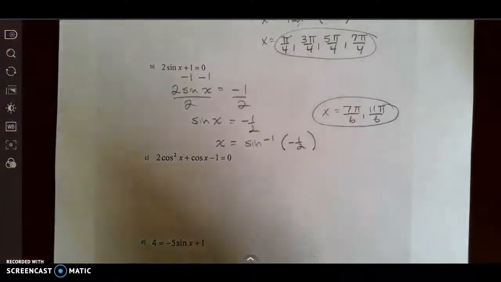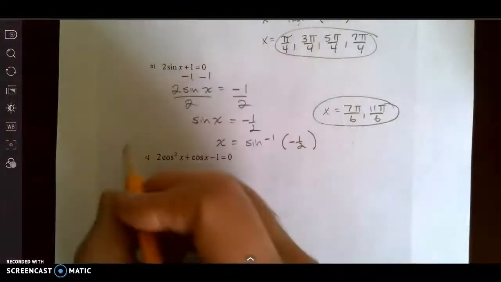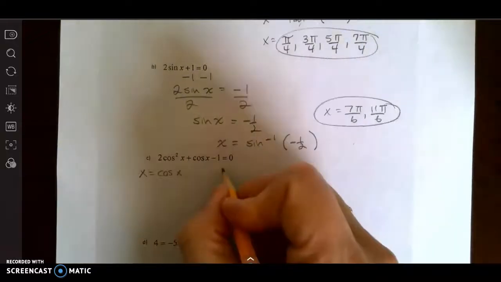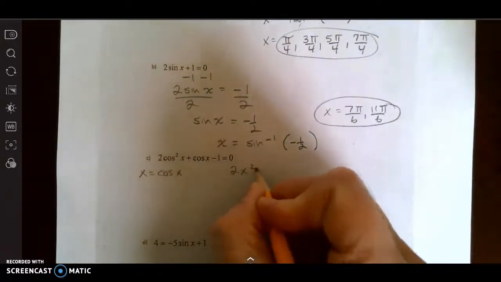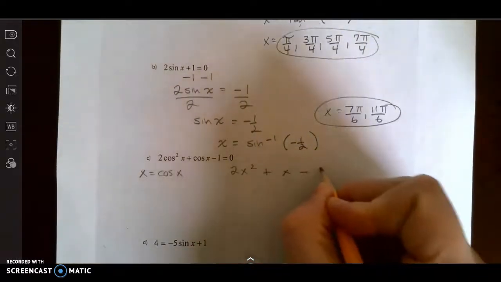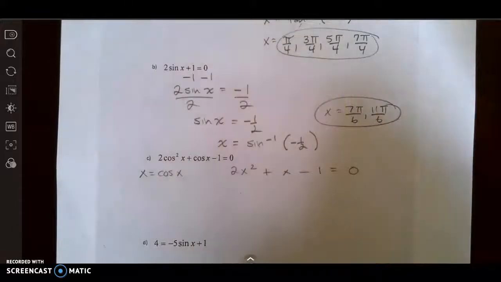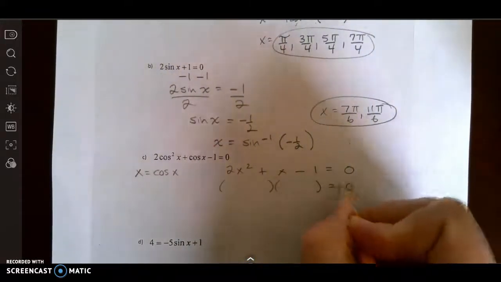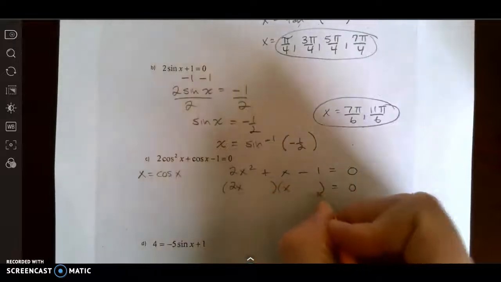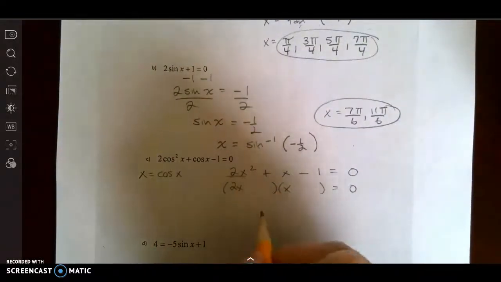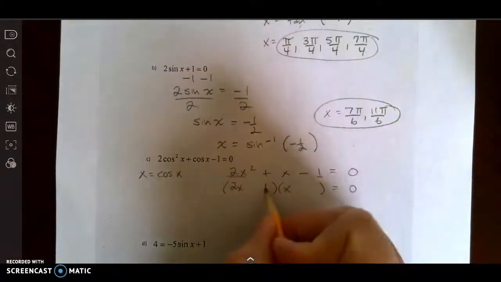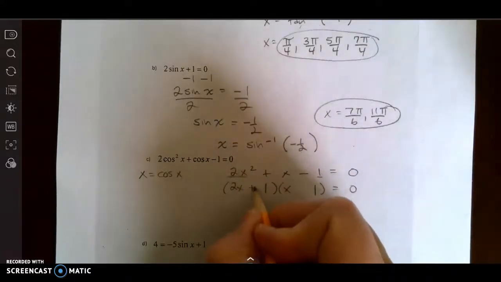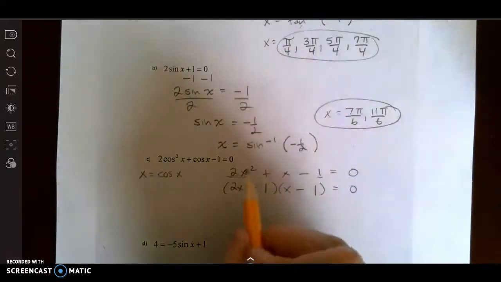Letter C. This is going to be one of the ones where I need to factor. I'm going to let x equal cosine of x so that I have 2x squared plus x minus 1 equals 0. Go to factor that into 2 binomials. 2x and x gives me 2x squared. To get 1, I have 1 and 1. Now I need to figure out my signs. I could do plus and minus.